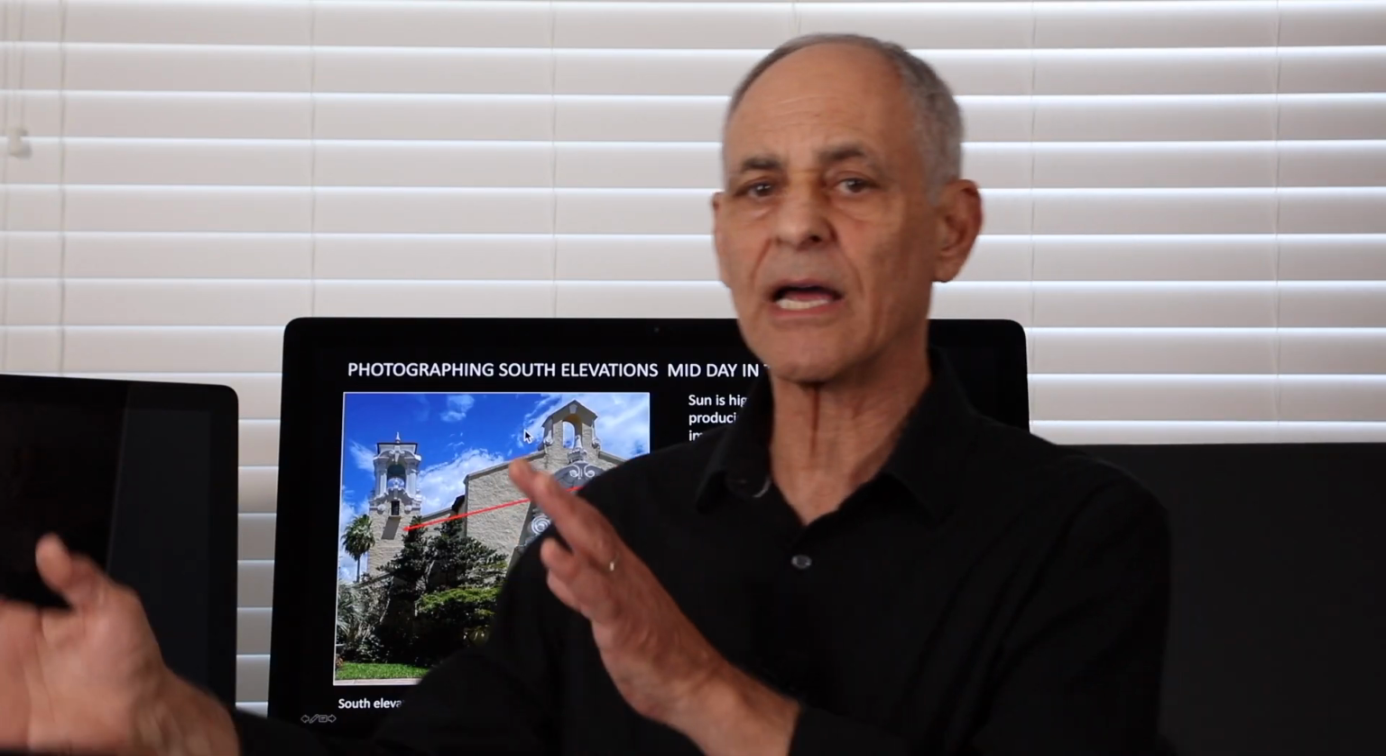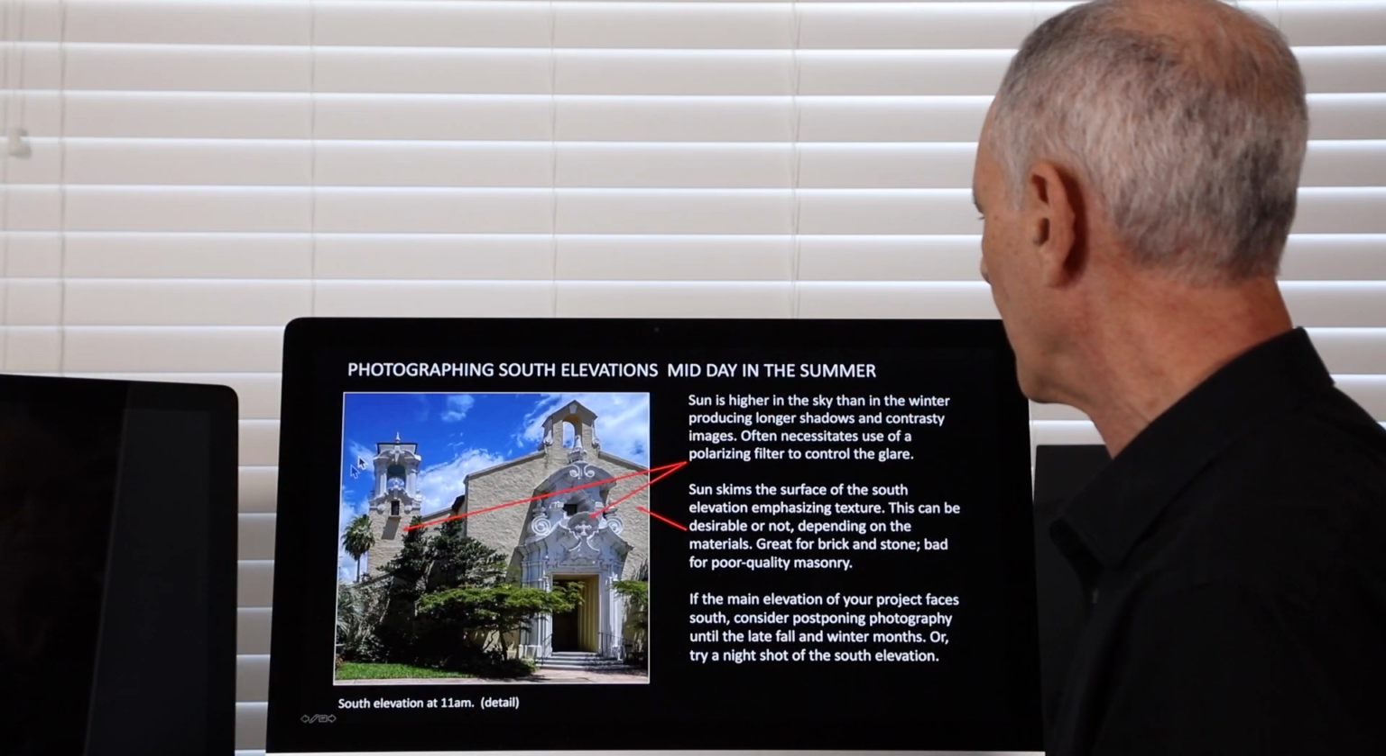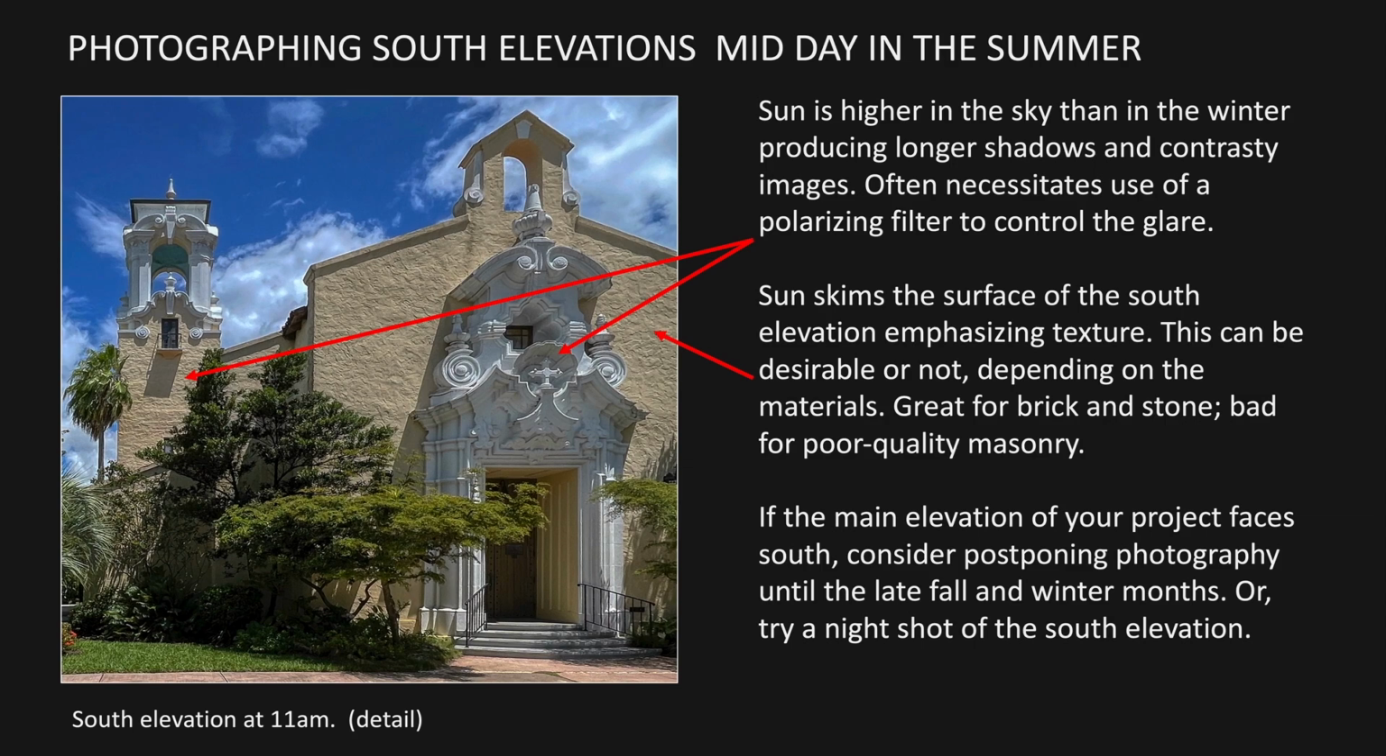Now, as the sun comes around and hits the south elevation, by the time it does that, we have a couple of problems. One is because the sun is up really high in the sky, it will produce much longer shadows. And also, because of that, you may have to use a polarizing filter to knock down some of the glare that you get when that sun is really high in the sky.